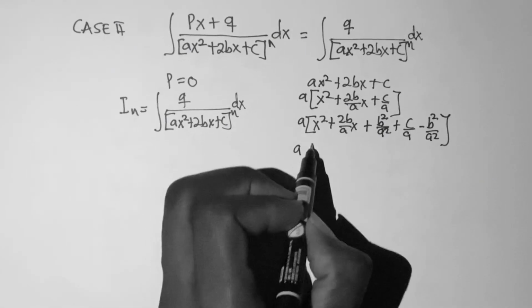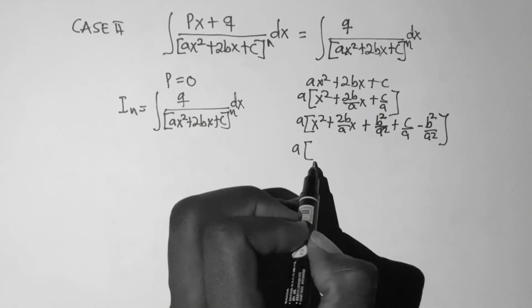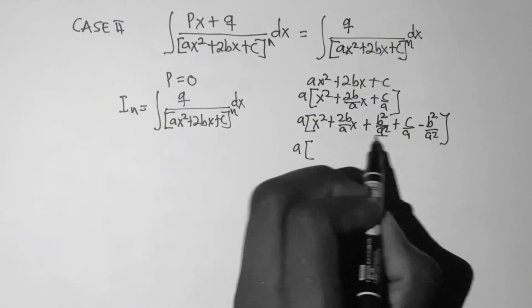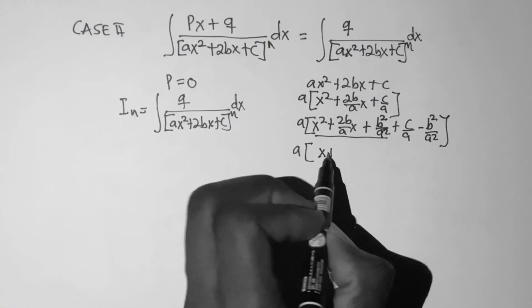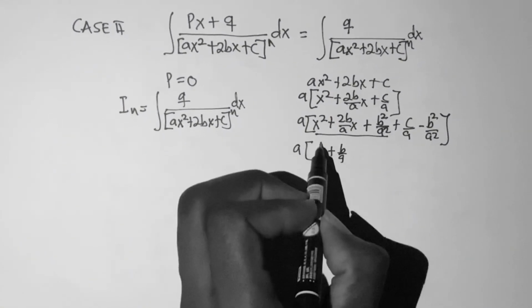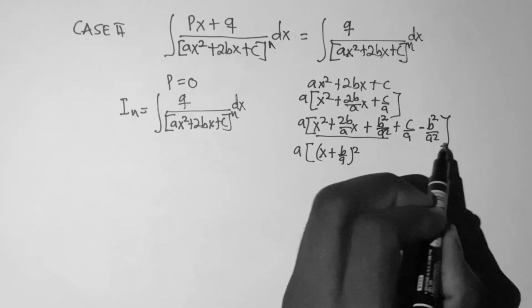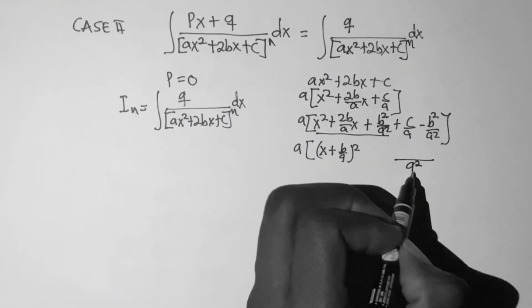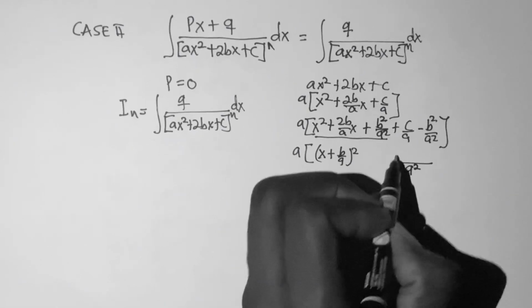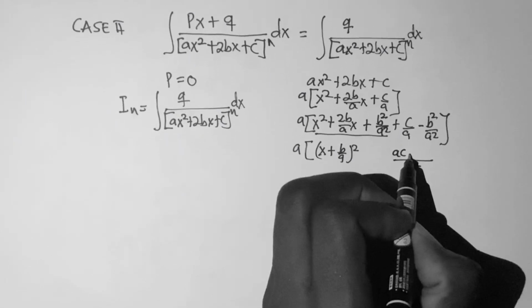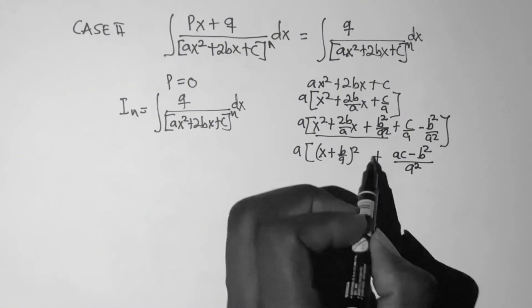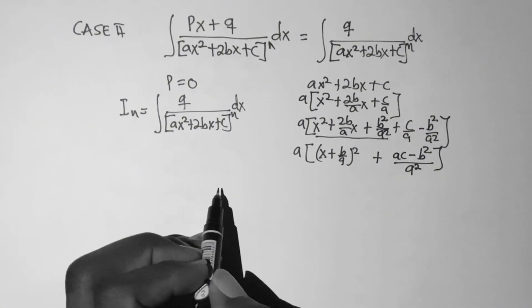So we have a, then all of this is reduced to (x plus b over a) squared. And then let's find the LCM. The LCM is a squared, so this a will cancel one here. So we have ac minus b squared. So this is the completed square.